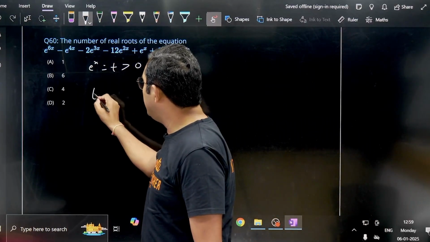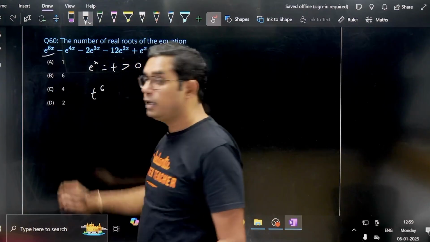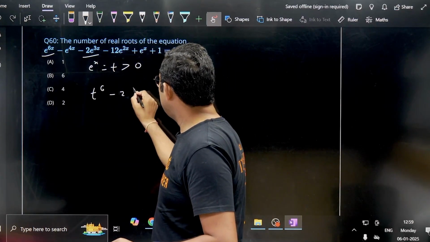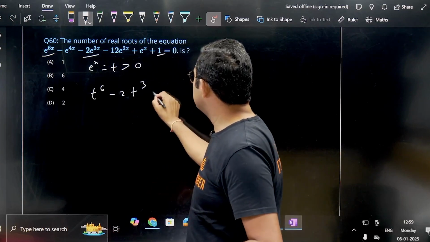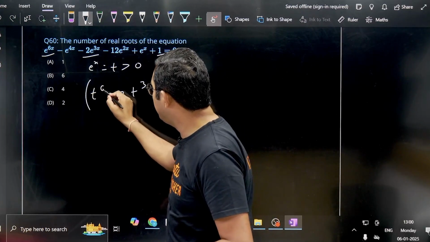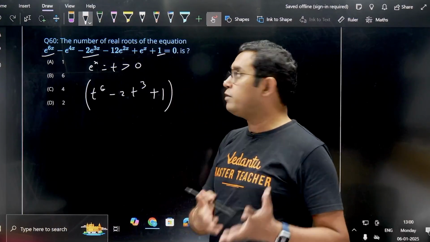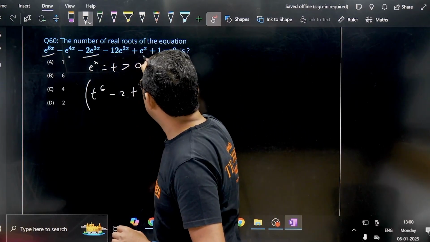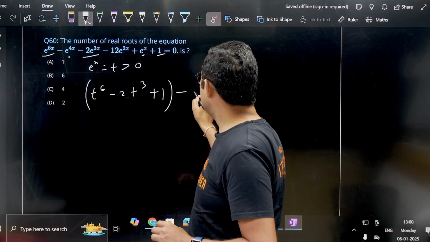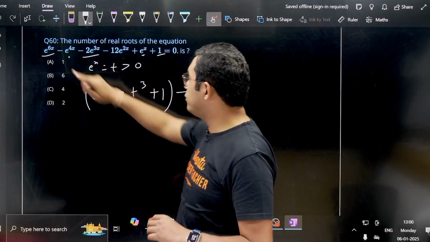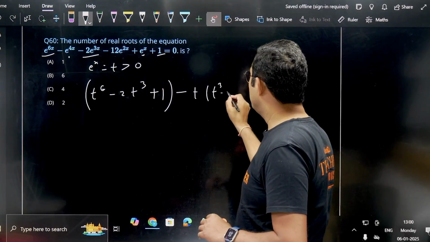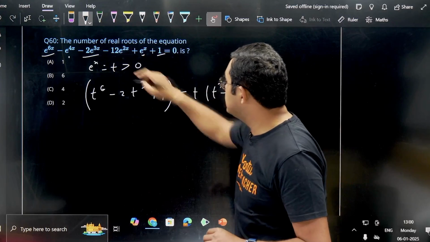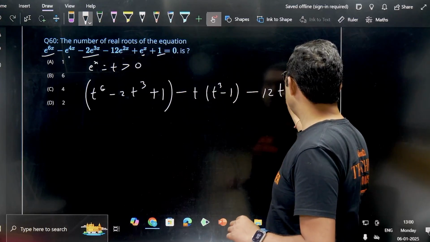Now then this will become t raised to the power 6, the first term here. Then I will choose this term minus 2t cube here, and then I will take this term, that is 1 here. Okay, you can see why I have taken these three terms, because it is becoming a perfect square. Now then I will take this term and this term. Here you can take t common because it is e power 4x, so it will be t cube minus 1 here, and the remaining thing is minus 12t square equal to 0.